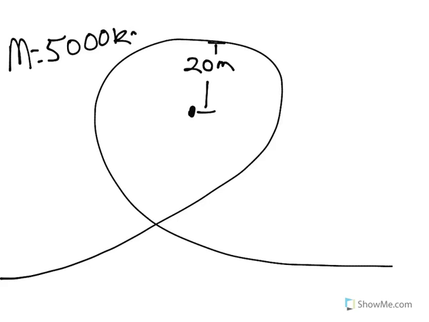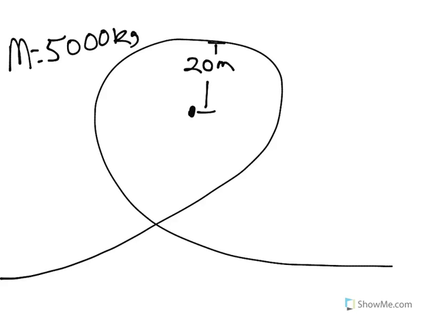Okay, well, let's say that this loop has a radius of 20 meters. Also pretend that I can actually draw and that this is a circle and not some kind of weird triangular circle ovoid thing. So 20 meters is our radius, and let's just say that the roller coaster has a total mass of 5,000 kilograms. It's got a big mass. It's got to go in a circle that's got a radius of 20 meters.